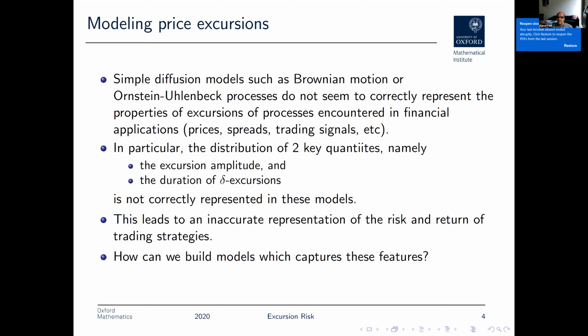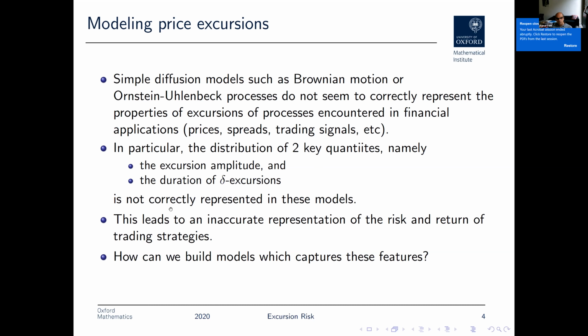But we saw that the Ornstein-Uhlenbeck model or the Brownian motion do not correctly represent what we see in the data. So this leads to an inaccurate representation of the risk and return of the trading strategy. So it's not very good. It means that these models may be good for other things, but they're not actually good for analyzing the risk and return of these strategies.